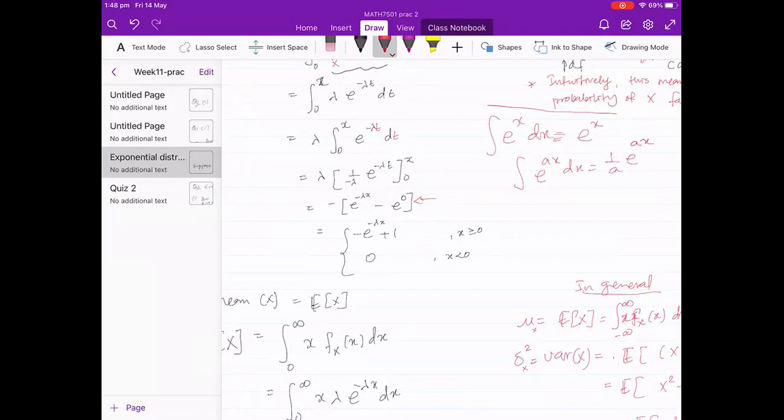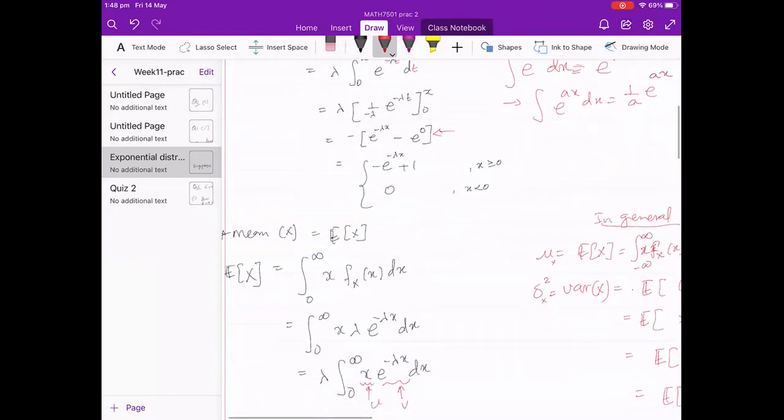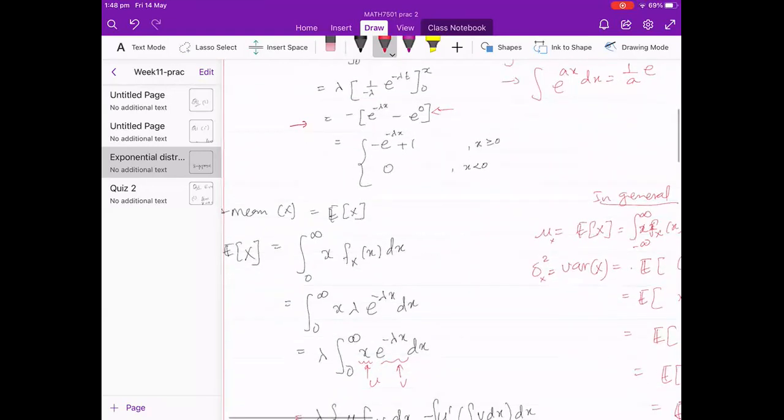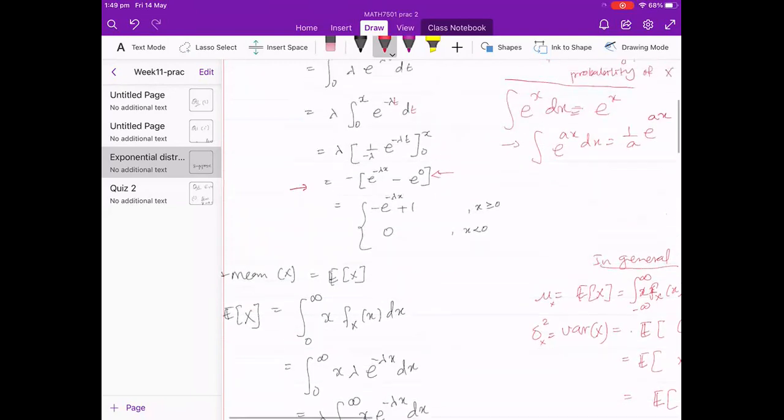So applying this rule here, we get the integral of e to the minus lambda t is minus 1 over lambda e to the minus lambda t, and then evaluating this at t is x and t is 0, we get this part here, where e to the power 0 is 1. So we get 1 minus e to the power minus lambda x, which is what we were required to show.